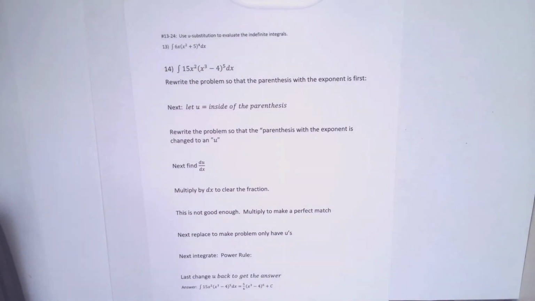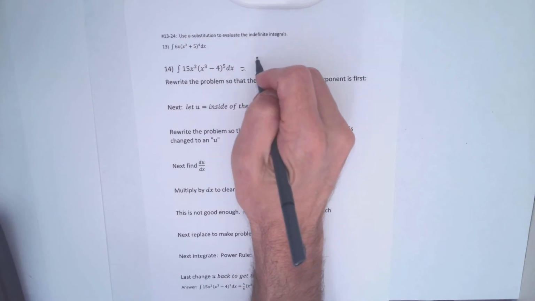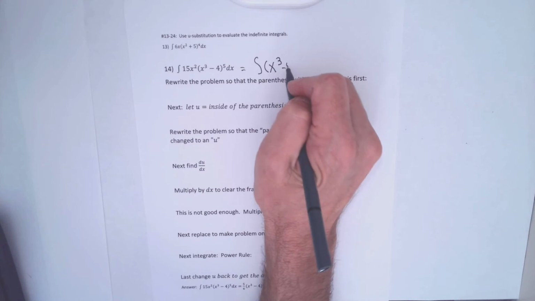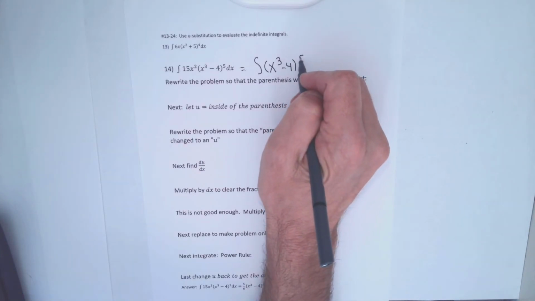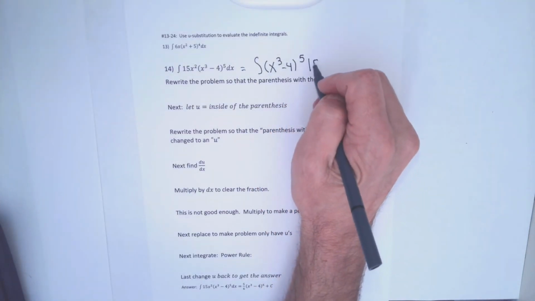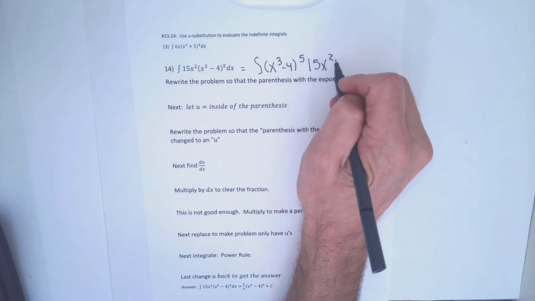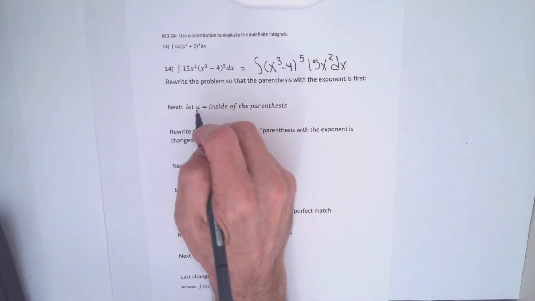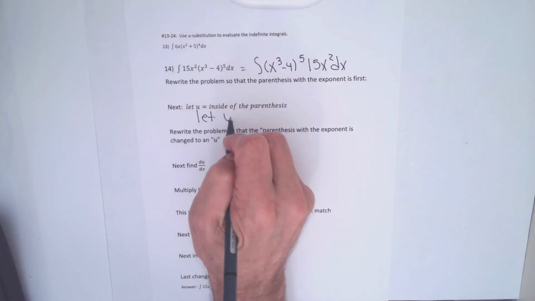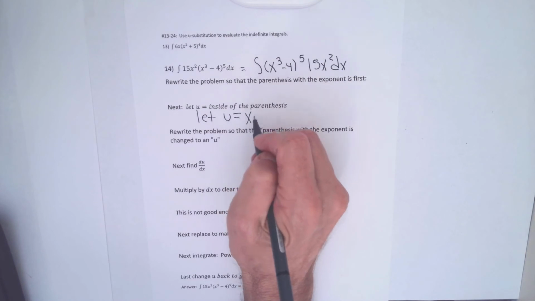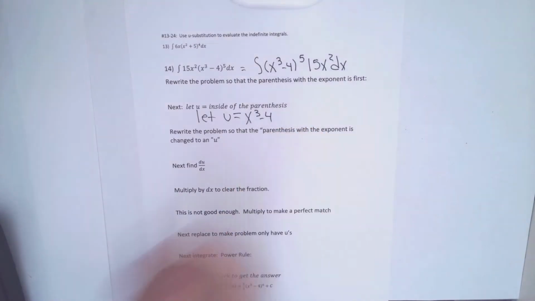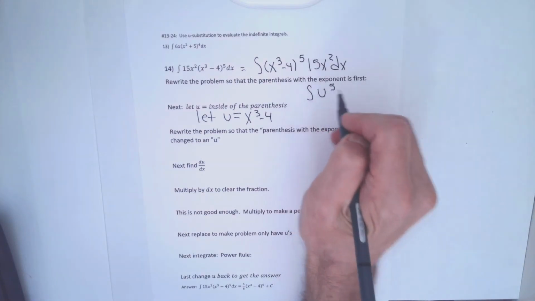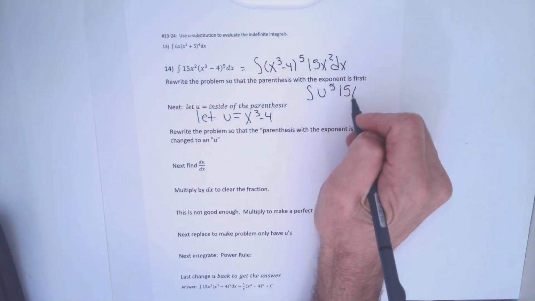So 14, parentheses with an exponent. With that 5 again, I'm going to rewrite the problem so that the parentheses with the exponent is written first. And then the 15x squared and dx is going to be written afterwards. Anytime I have a parentheses with an exponent, 100% of the time I let u be the inside of the parentheses with the exponent. So I can rewrite this problem without the parentheses with a u.